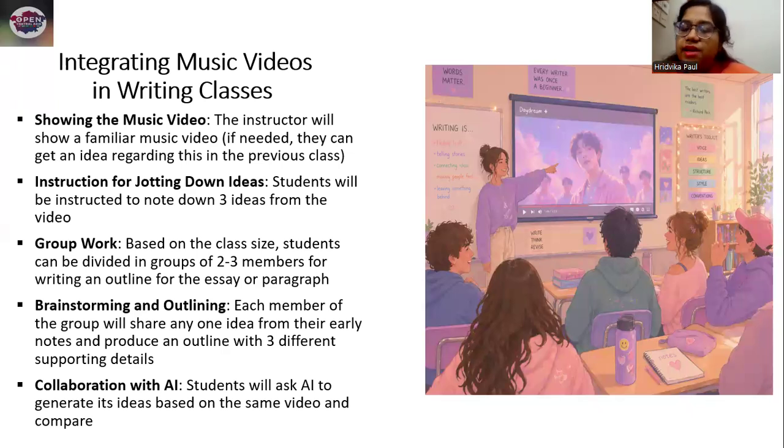After that, they are divided into groups of 2 to 3 members. During that group work, they brainstorm and make an outline. During the brainstorming phase, they transform those sceneries or parts of the lyrics into their own ideas. Each member has to create 3 ideas, and during the outlining, each member has to contribute any one idea from those 3 ideas. This is how they create an entire outline for the essay or the paragraph.